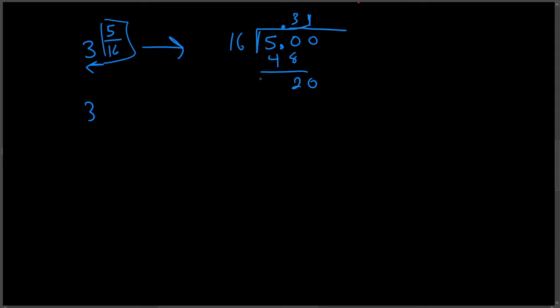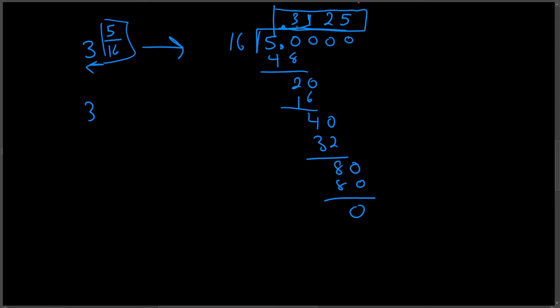16 goes into 20 once. So I'll bring down another 0. Now 16 goes into 40 twice. 2 times 16 is 32. I'll subtract, and I'll bring down one more 0. Well, 5 times 16 is 80, and I'm done. So the decimal part is 0.3125, so I'll add that. And so I'm able to convert a mixed number into a decimal.